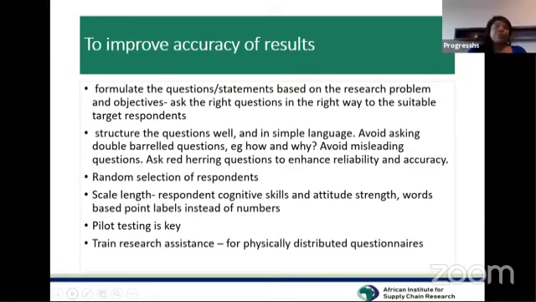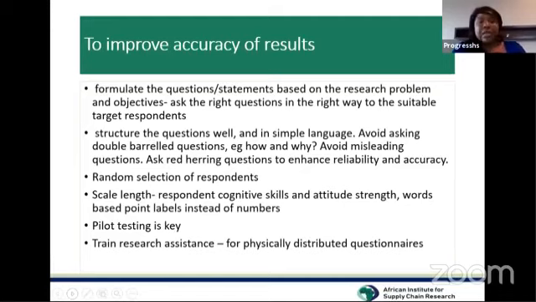So what can you do then to improve the results of whatever you have collected using a questionnaire? The first thing is, when you are formulating your questions or your statements, you have to be guided by the research problem and the research objectives. Go back and look at those. They'll give you a direction in terms of what type of data is required for you to collect and be in a position to fully address the research problem and achieve the research objective. And also for you to be able to identify the most suitable target respondents.